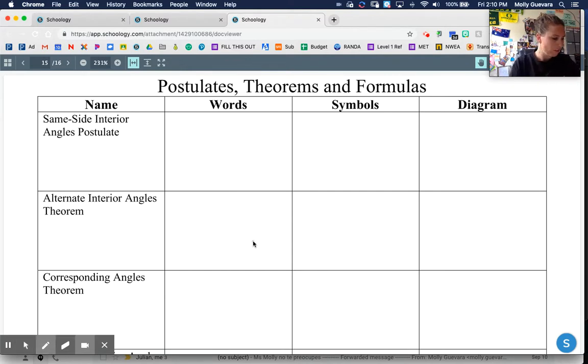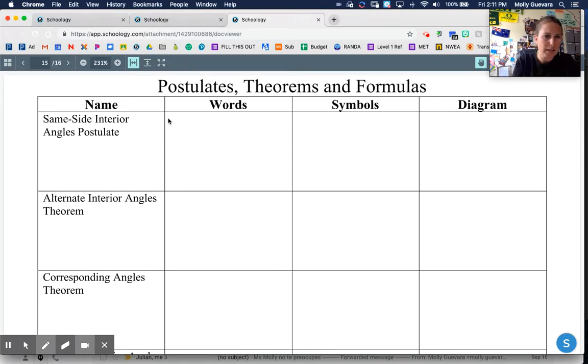So how many of these do we have? Maybe 4 of them today. We'll see how we go. Okay. First one, same side interior angles postulate. So this is one that we didn't actually go over in the terms, but it's all good. We'll get it going, right?